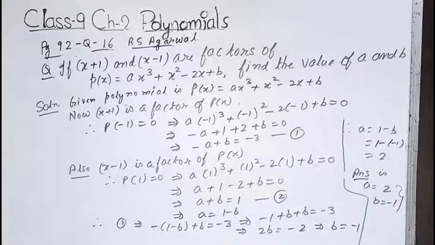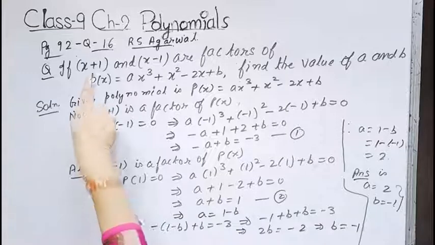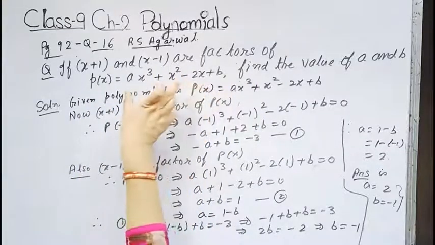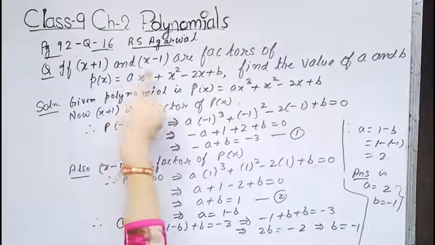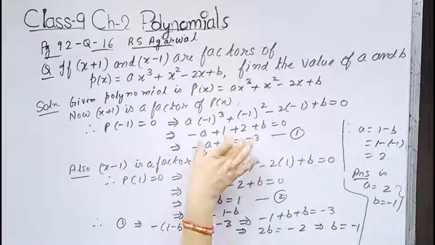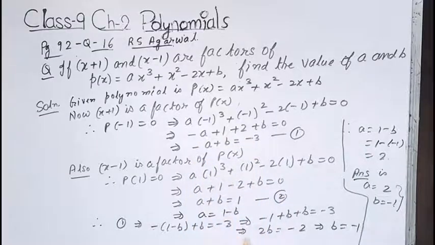So what we did in this question: since it is given that x plus 1 and x minus 1 are factors of the given polynomial, we equated p(minus 1) and p(1) to 0. We got two equations. Solving these two equations, we get the values of the two unknown constants a and b, and hence the answer.